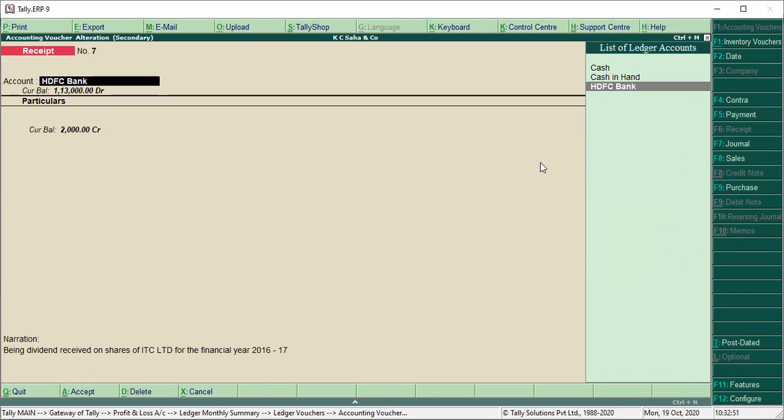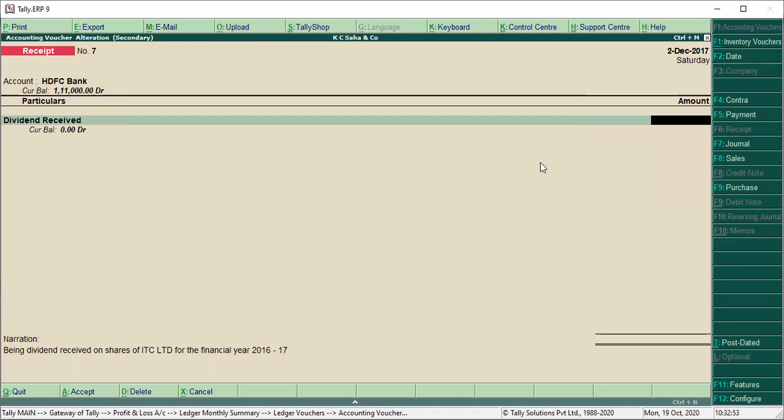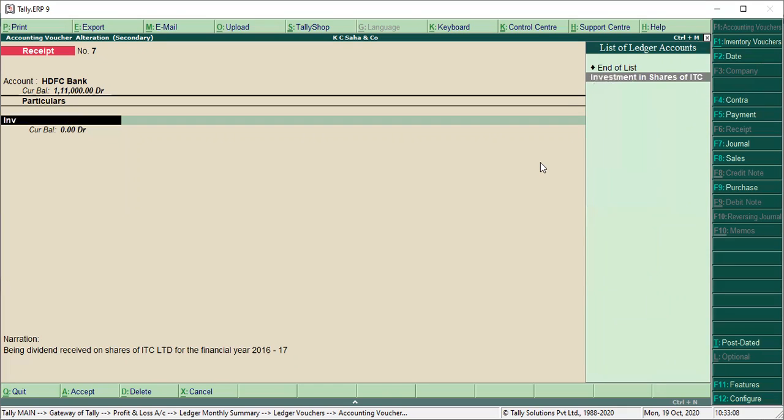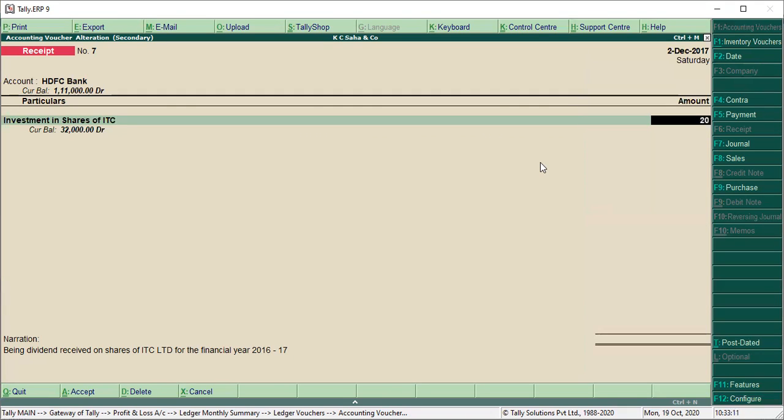That means it was before dividend received. That means you have to write down over here, that is bank account debit to dividend received. It was 2000 entry. This was the old entry. Now we have to rectify it by changing the name, that is investment in the shares of ITC Limited, that is 2000. I have changed the name from dividend received to investment in shares of ITC because I have received 2000, but it's not dividend for me because I have invested in the year 2017 only.